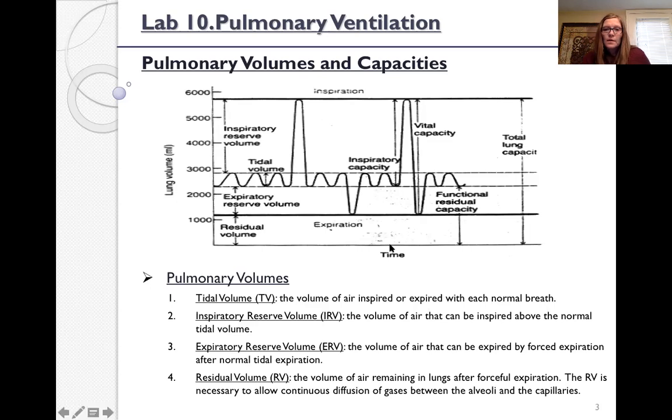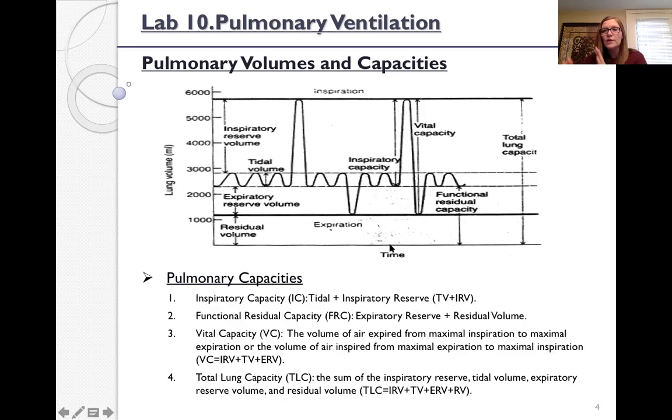If we're looking at volume, we're also looking at capacity, which is what these pieces down here also show. So what we're doing is basically taking some of these pieces and adding either the IRV or the ERV to get how much lung capacity we actually have.